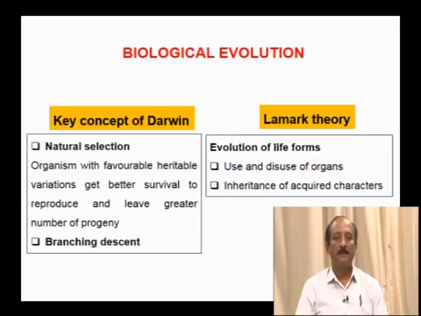Then the major key concept of Lamarck includes evolution of life forms mainly due to use and disuse of organs and inheritance of acquired characters.